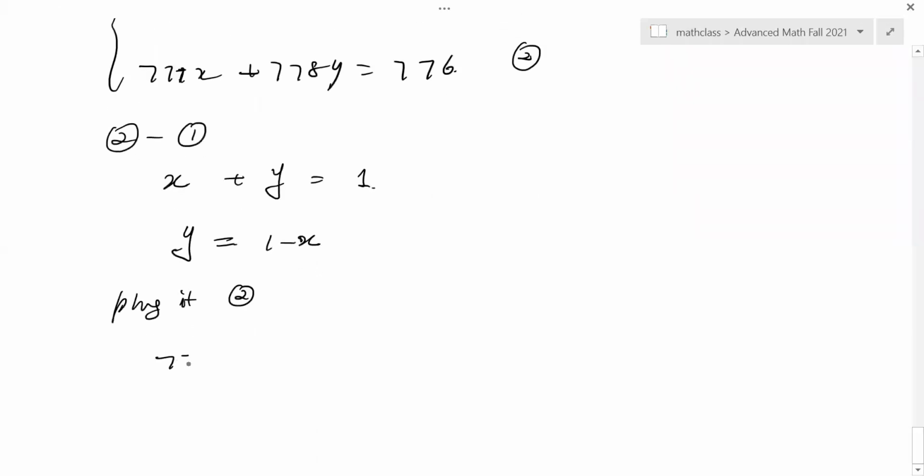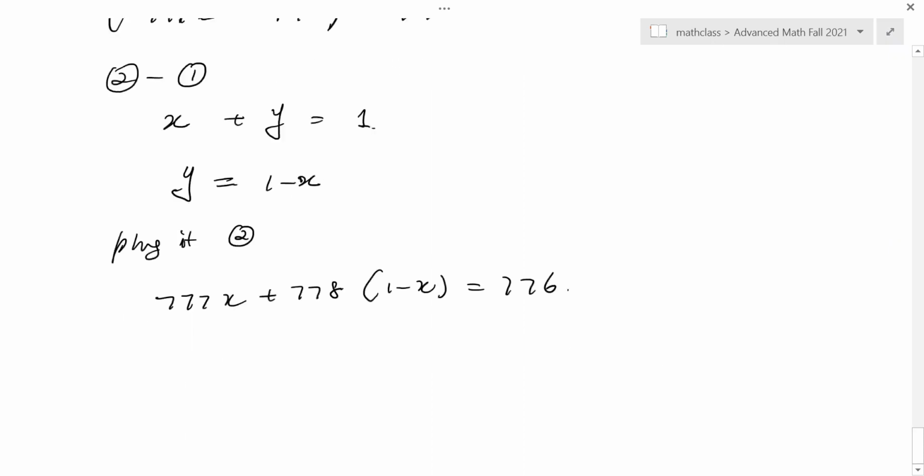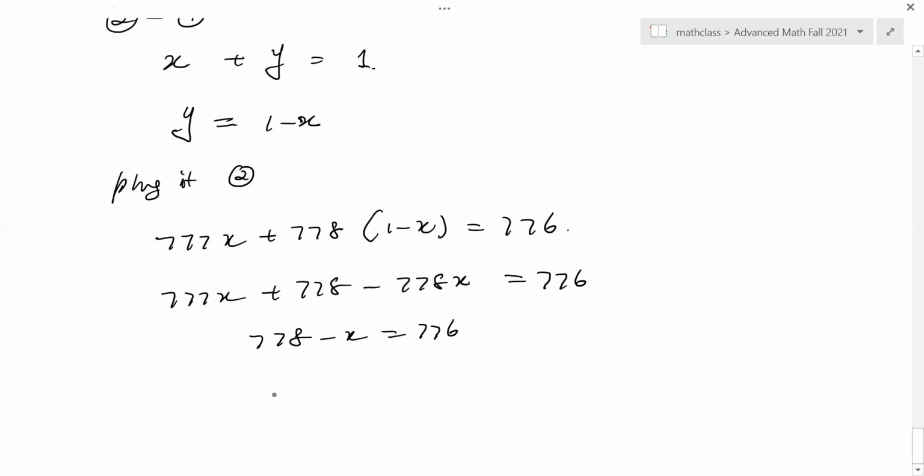Okay, equation 2. So 777x plus 778 times (1 minus x) equals 776. I hope I can get a simple x. Okay, not too bad. All right, so you will see that this will be 778 minus x equals 776. So x is going to be 778 minus 776. That's going to be 2. So if x is 2, then y equals -1. So 2 and -1 is the correct answer.